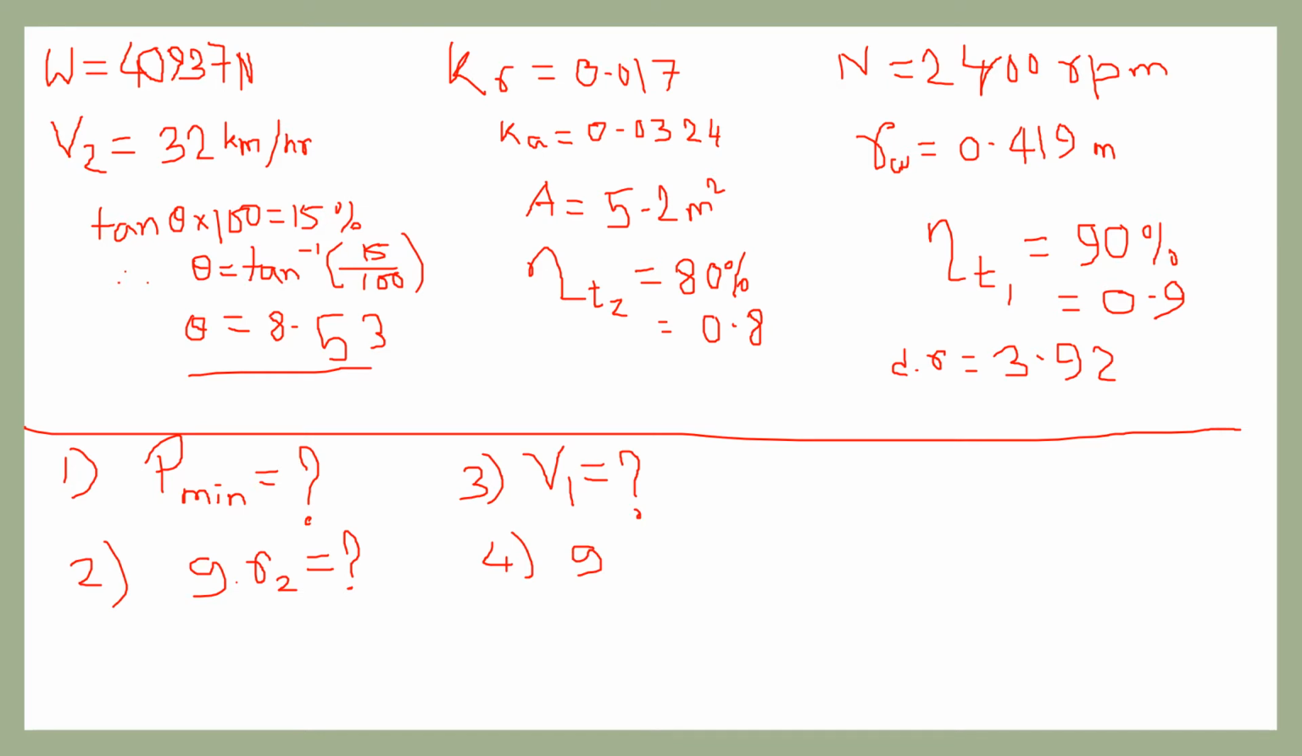Gear ratio, the top gear. So from this problem, these are the given data and these are the findings. Find out the value of this. So let's start with this one, that is, calculate the minimum power available.